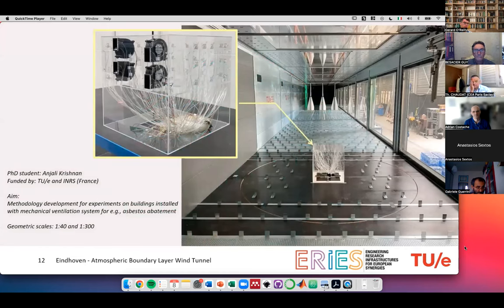And a last example of the specific ABL setup is also from a PhD student of ours. She was analyzing the effect of external pressures on a depressurized building. And the purpose is asbestos removal. So if asbestos gets removed, the building is usually depressurized so that no hazardous particles can escape into the atmosphere. But no one knows exactly yet how the external pressure can affect this internal depressurization.